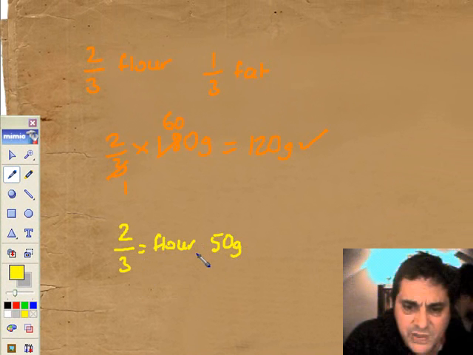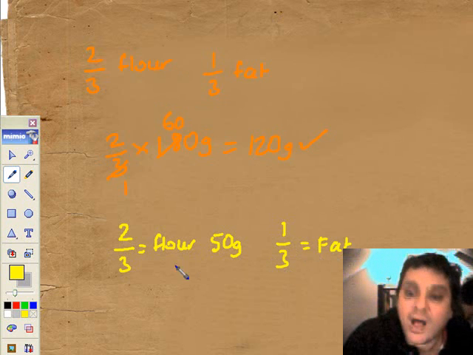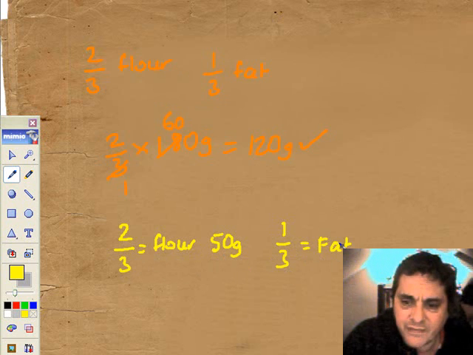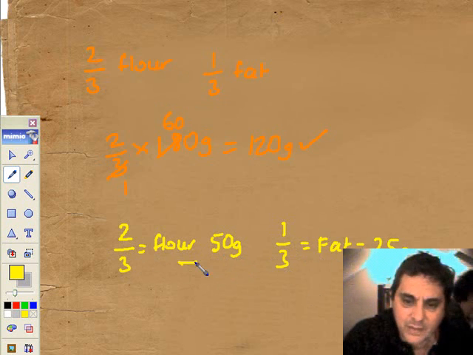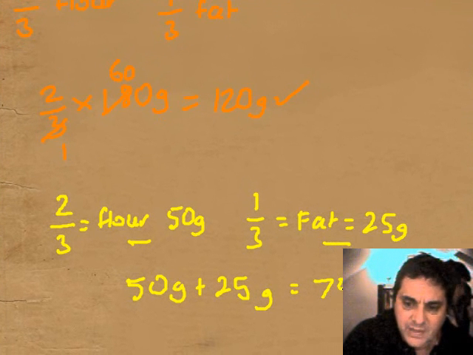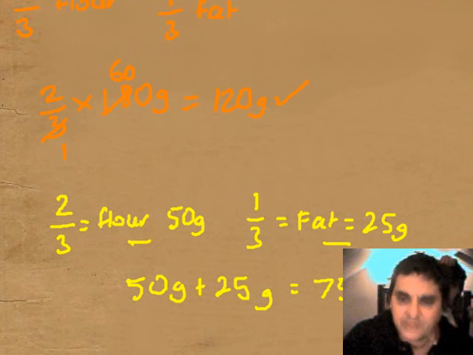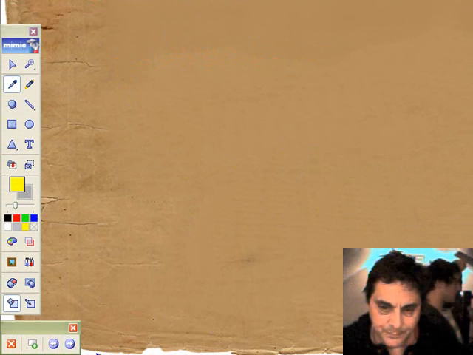Right, so if 2/3 is 50 grams, therefore 1/3, which is the fat, must be half of that 2/3. So half of 50, 25 grams. Therefore, to make pastry, as you know, we need flour and we need that fat. Altogether, 50 grams of flour, 25 grams of fat, altogether 75 grams of pastry. That's not a problem, is it? Let's just skip a page now and do something else.